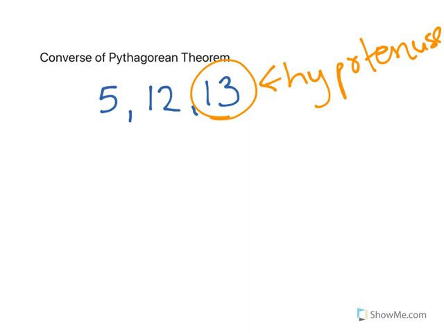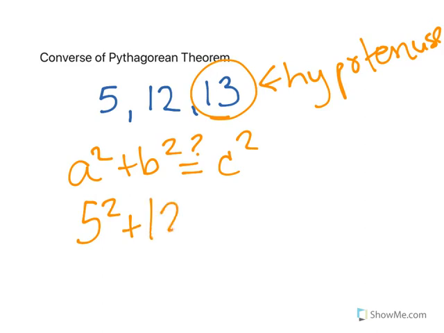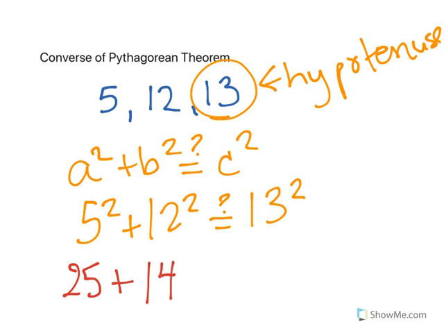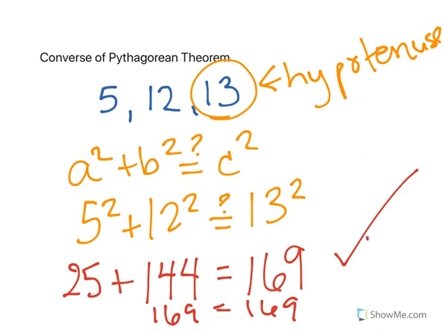So we can substitute that in to see if it works. A squared plus b squared, does it equal c squared? So 5 squared plus 12 squared. The question is, does it equal 13 squared? So first we do 5 times 5 to get 25. Then we do 12 times 12 and we get 144. And finally, 13 times 13 is 169. So we then take our addition, 144 plus 25. It does equal 169. And so yes, this is a right triangle.